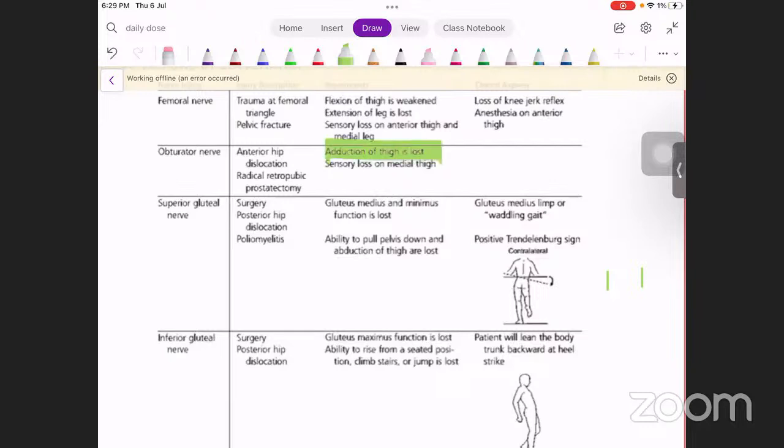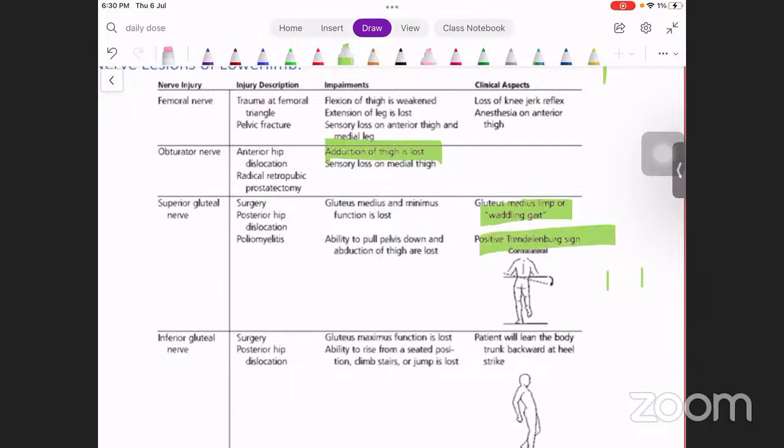And then you have the superior gluteal nerve, which supplies gluteus medius and minimus. Very, very important, people. Superior gluteal nerve supplies medius and minimus, while the inferior gluteal nerve supplies maximus. So you have the superior gluteal nerve, where you see the waddling gait and Trendelenburg sign positive. Trendelenburg sign positive and waddling gait is seen in superior gluteal nerve injury.